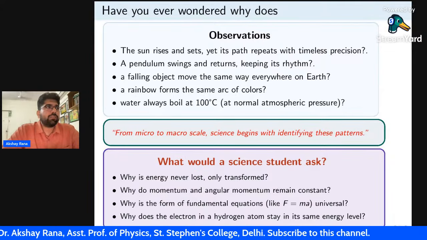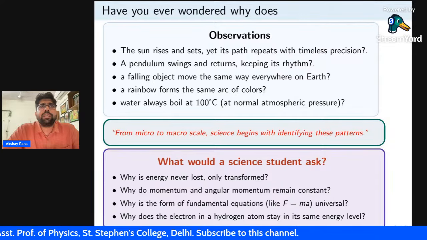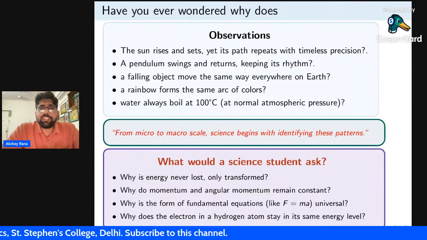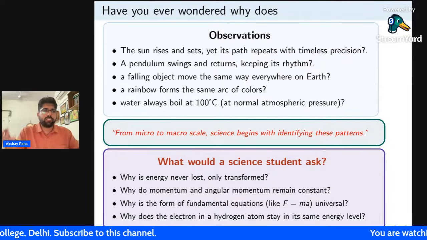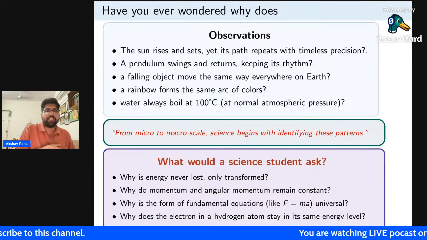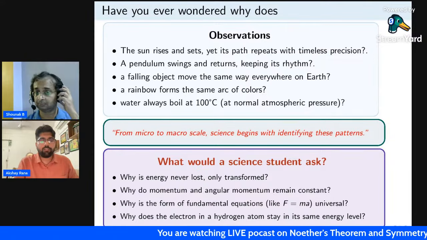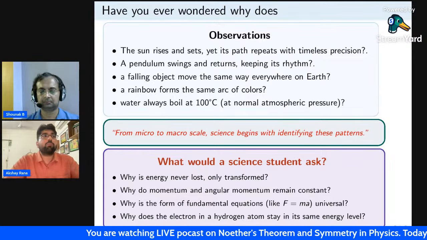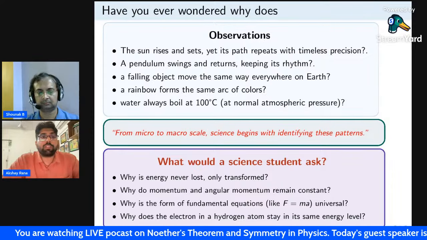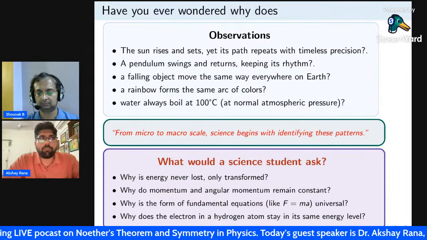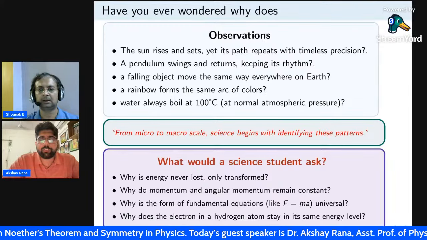Like asking why do we have energy conserved in the universe. We hear this statement that energy cannot be created or lost, it is conserved overall. Why is it so? Similarly, for momentum, we talk about the principle of conservation of momentum or angular momentum, but how do we know about it? What is the origin of it?